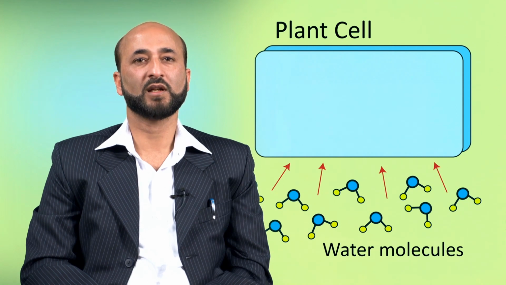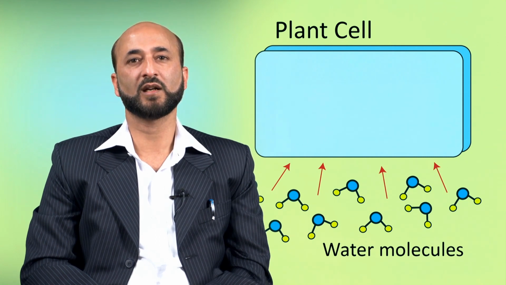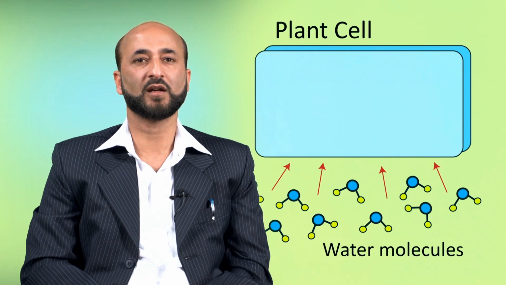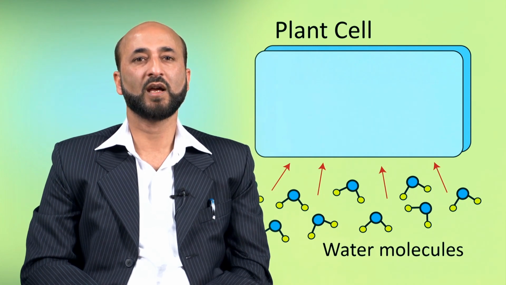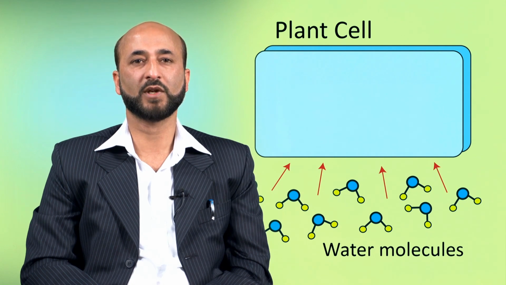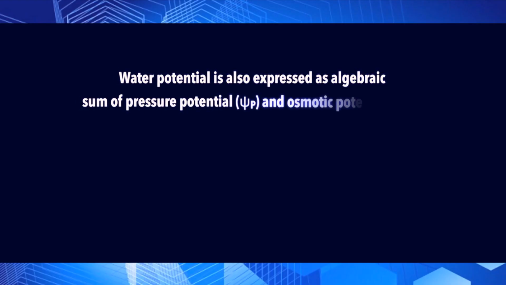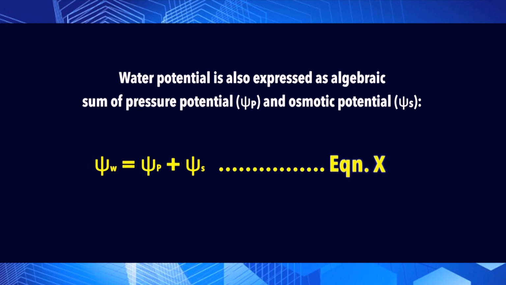Thus, water potential can also be defined as the difference between hydrostatic pressure and osmotic pressure, or as the negative of diffusion pressure deficit. Water potential is also expressed as the algebraic sum of pressure potential and osmotic potential. Mathematically, we can write it like this: ψW is equal to ψP plus ψS, where ψW indicates the water potential, ψP indicates the pressure potential, and ψS indicates the solute potential.